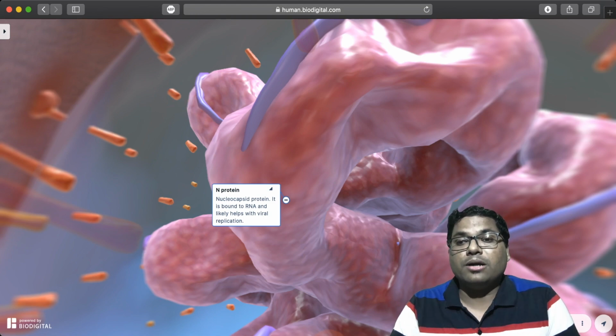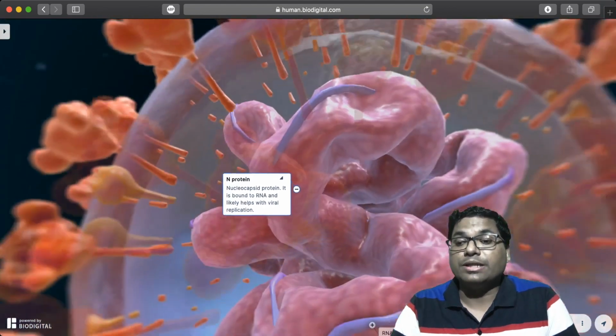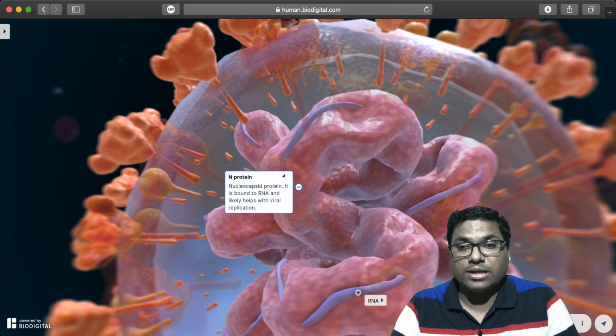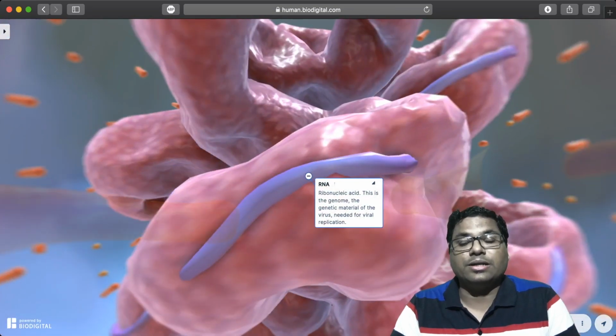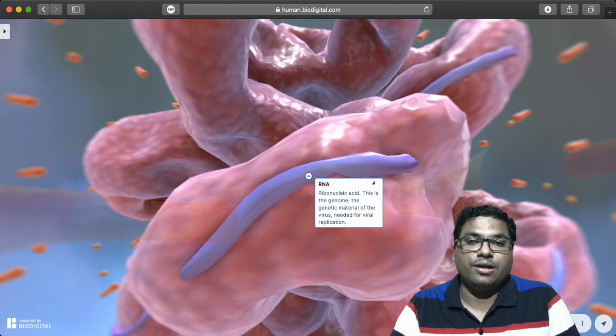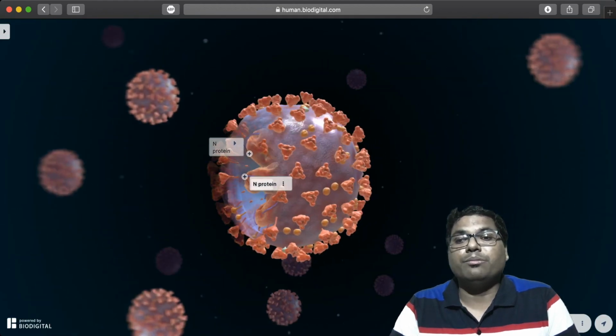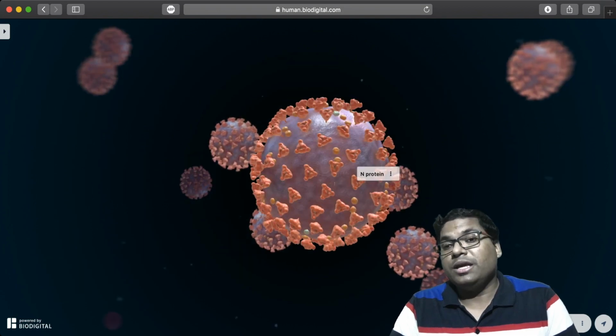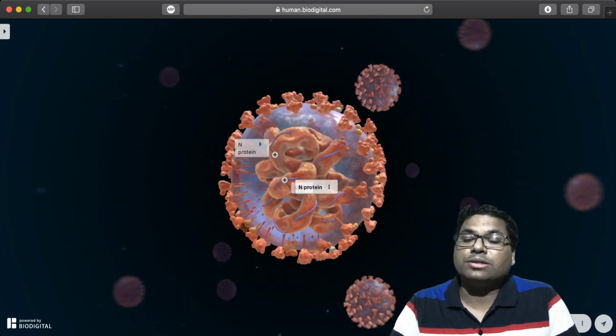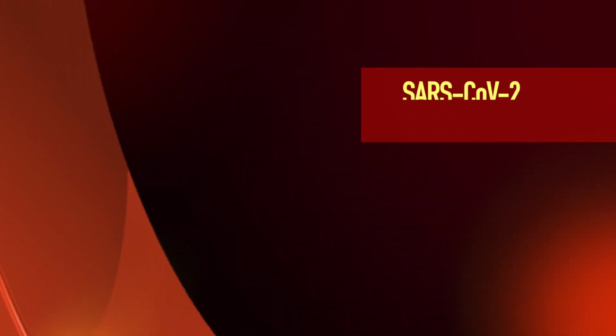Coming to the next part of the virus, that is the genome of the virus, called its RNA, a ribonucleic acid. SARS-CoV-2 has its genome, that is RNA, which is a positive sense single-stranded RNA molecule. So in this way, you have understood how the different parts of the virus are. Now we will see how this virus enters the body.